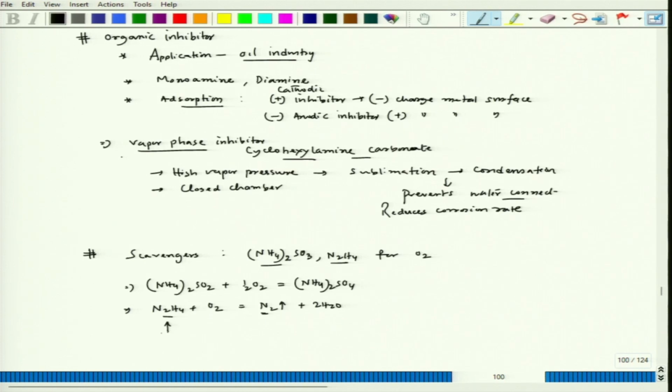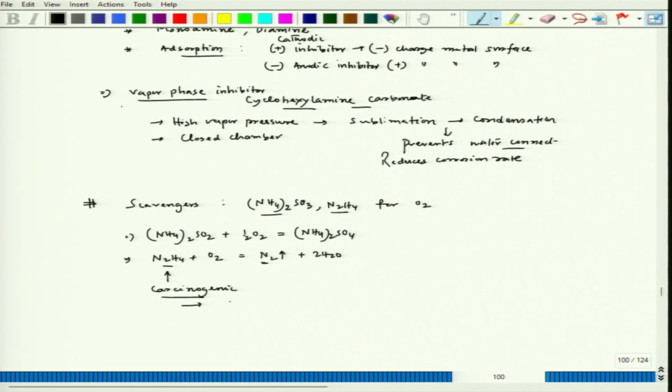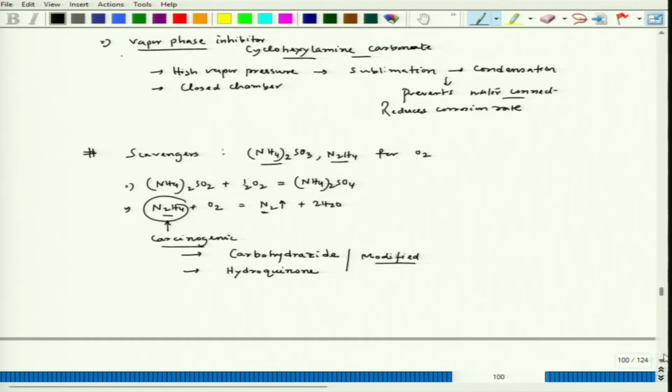So, this one for example, we are talking about safety as well as toxicity. So, this is considered to be carcinogenic. So, nowadays there are regulations not to use this hydrazine. So, now people have started using some modified scavengers like carbohydrazide or hydroquinone. So, these are modified to avoid the carcinogenic effect of hydrazine. So, this is about scavengers.